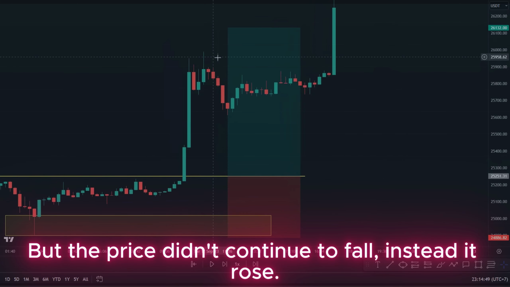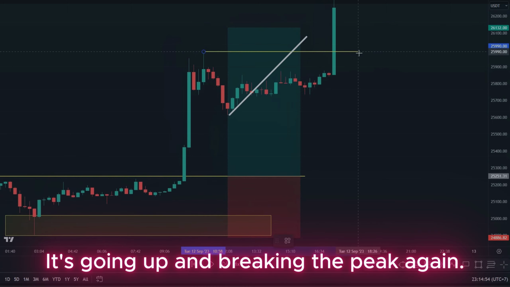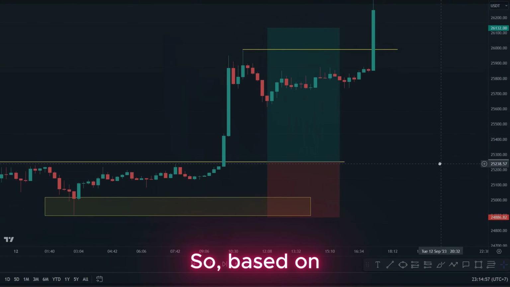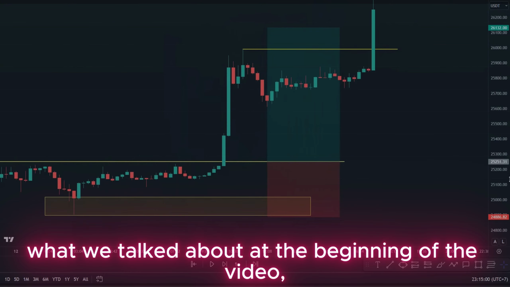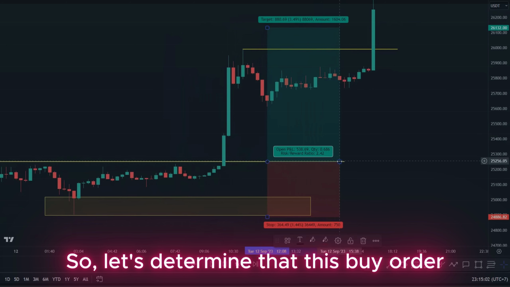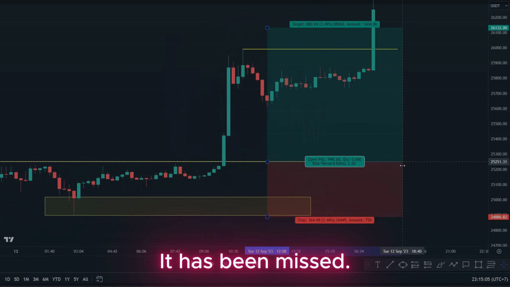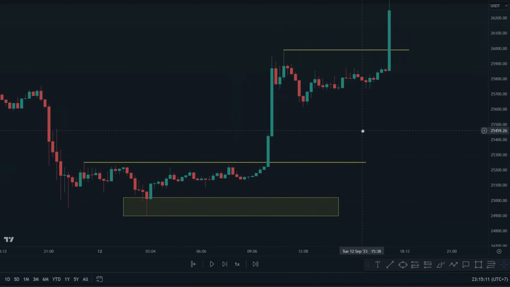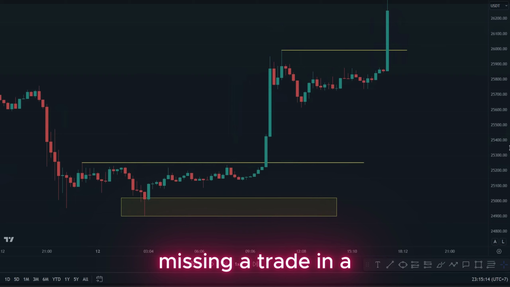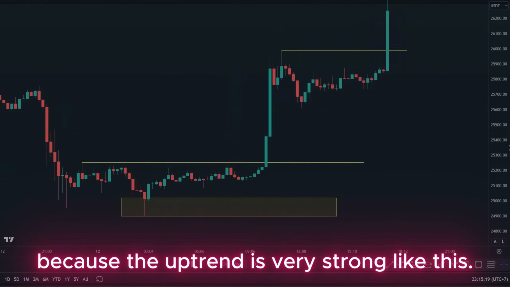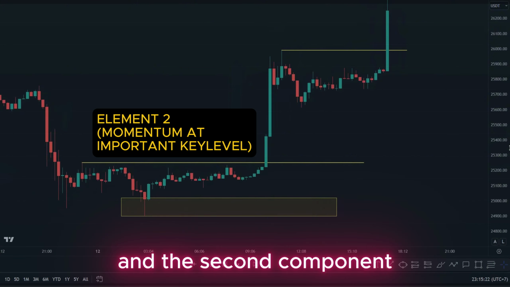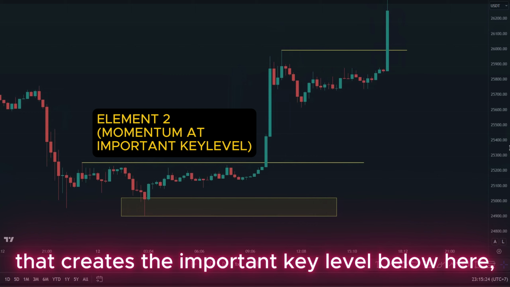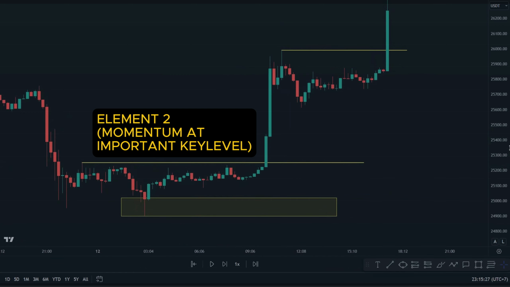But the price didn't continue to fall, instead it rose. It's going up and breaking the peak again. So, based on what we talked about at the beginning of the video, let's determine that this buy order has been missed, so it needs to be deleted. Missing a trade in an extremely strong force like this is normal, it's nothing strange, because the uptrend is very strong like this.